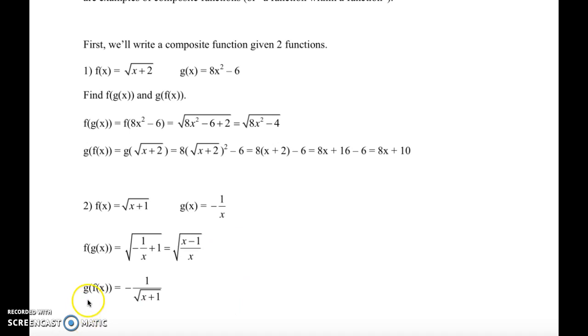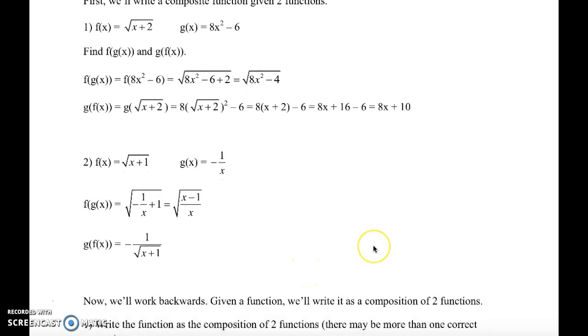And if we go ahead and plug f of x into g, all that does is take that square root and stick it in the denominator of g of x, and we have negative 1 over the square root of x plus 1. At this point, there's no need to go ahead and rationalize the denominator. We have found the composite function that we were asked to go ahead and find.